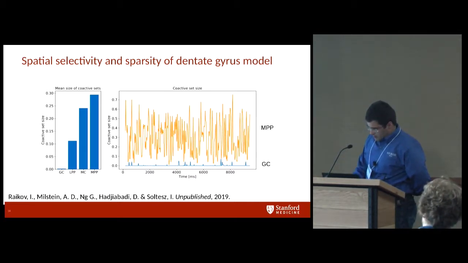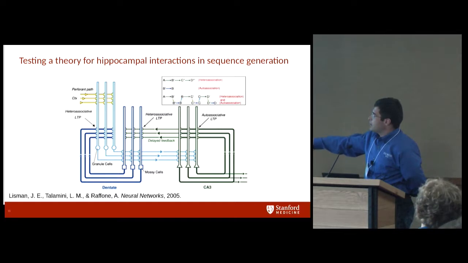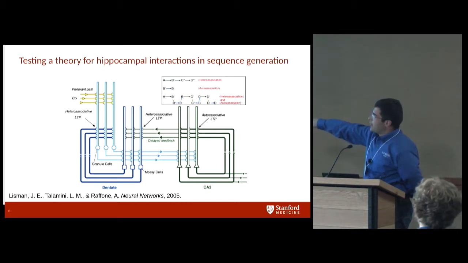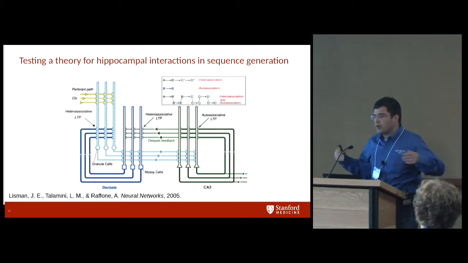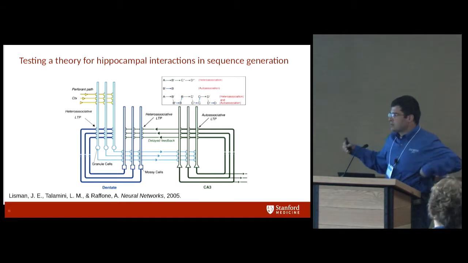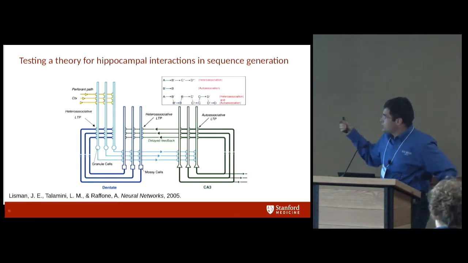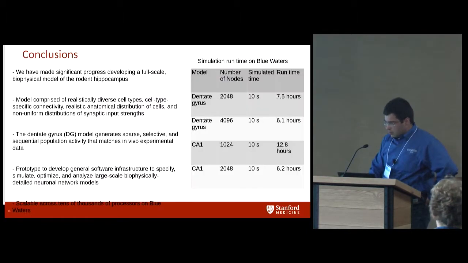And finally, the next step for us is to build, so this is our existing dentate gyrus model. The next region of the hippocampus we're aiming to model is CA3. There is a fairly complicated interplay between those two regions, and there's a prominent theory that states that CA3 modulates the generation of sequences. So we are now working towards modeling this.